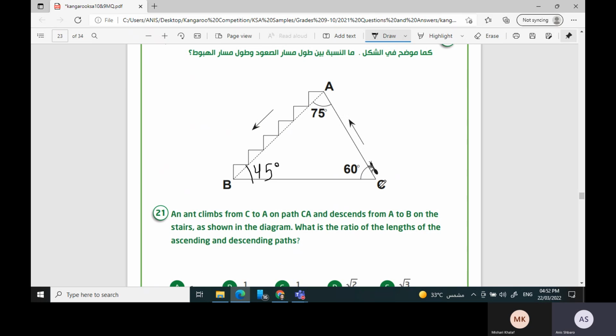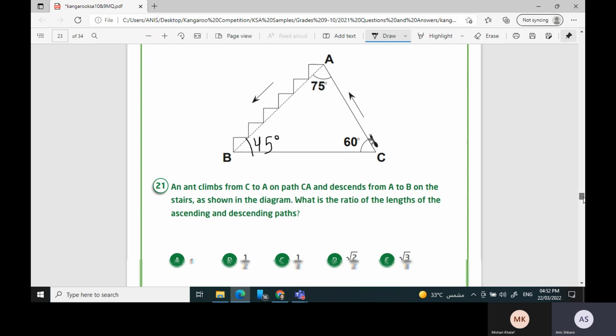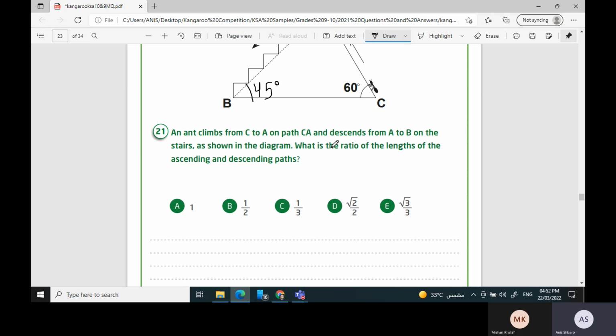Now, this ant starts from C, climbs to A, and then from A goes down to B. So they want us to find the ratio of the length of the ascending and descending path. So we're talking about CA over AB. This one is ascending, this one is descending. Of course, the lengths consist of radicals. You took the lesson of trigonometry.